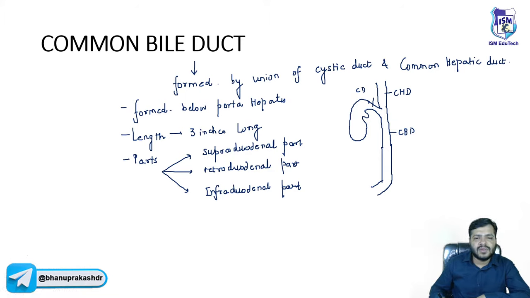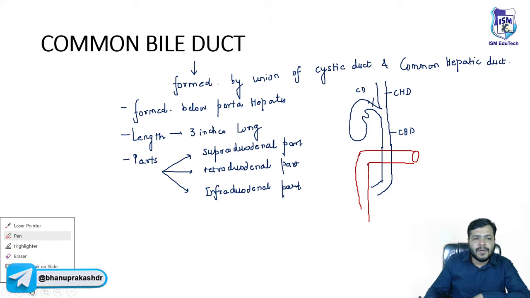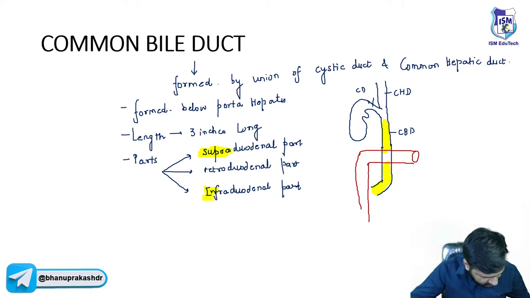So if I want to draw the duodenum over here, you are very well aware that this is the duodenum. Part 1 of the common bile duct is above the duodenum, beta. That is called the supraduodenal part. It is above the duodenum. The part which is below the duodenum is called the infraduodenal part of the common bile duct.